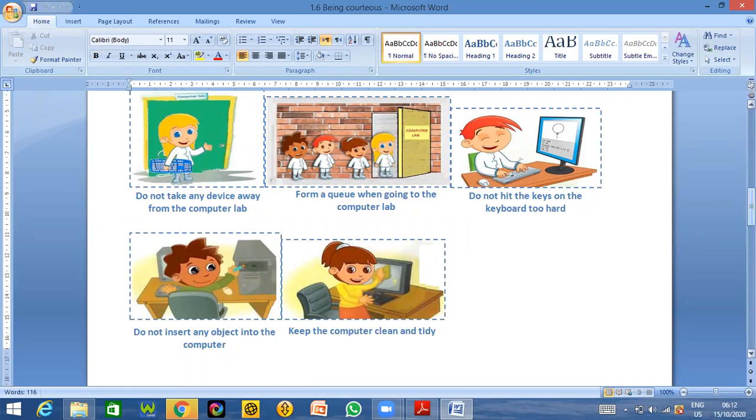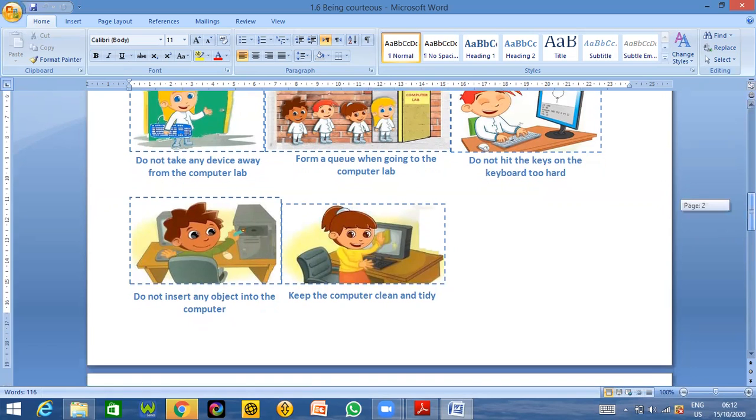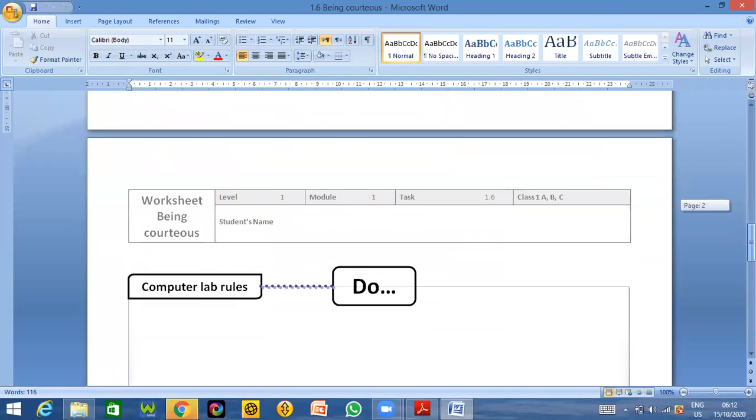Do not insert any object in the computer. Look in the picture, the boy is putting his pencils in the CPU. If you do this, the computer will not work or something will break in it. It will be hard. The last picture is to keep the computer clean and tidy because it helps us to learn and get knowledge.